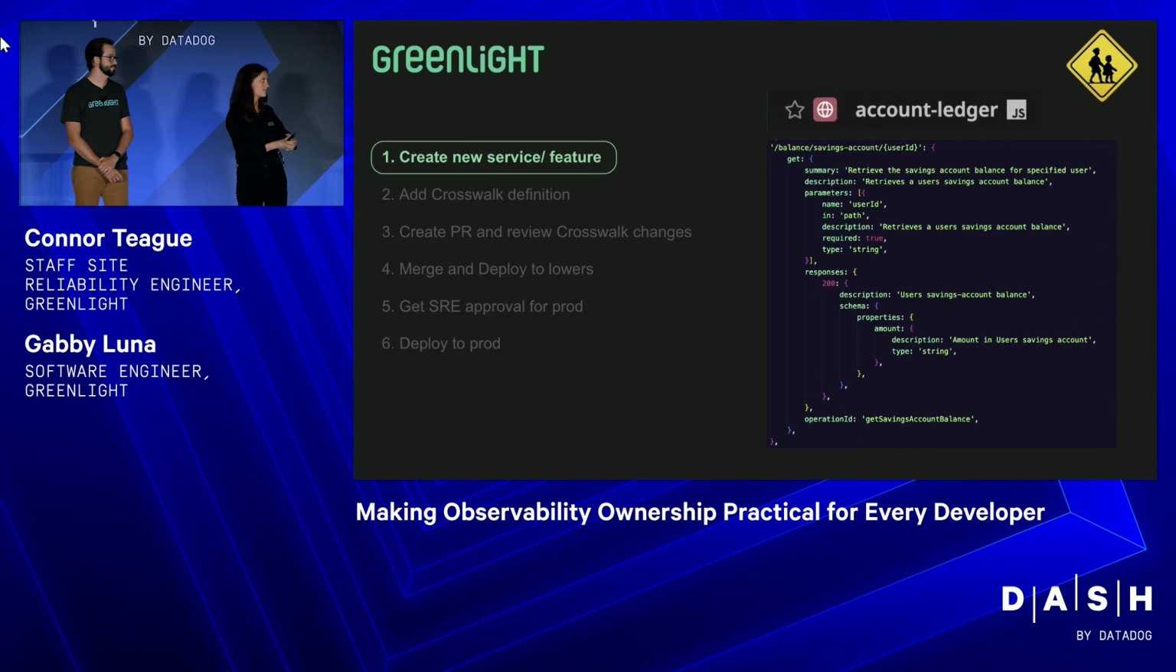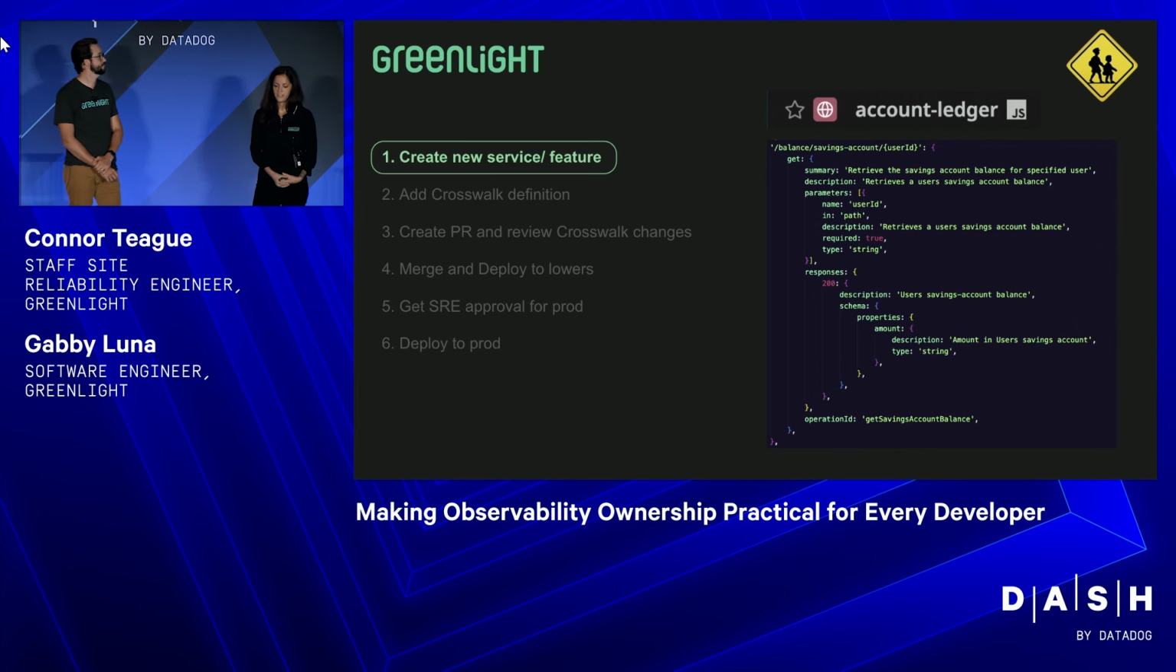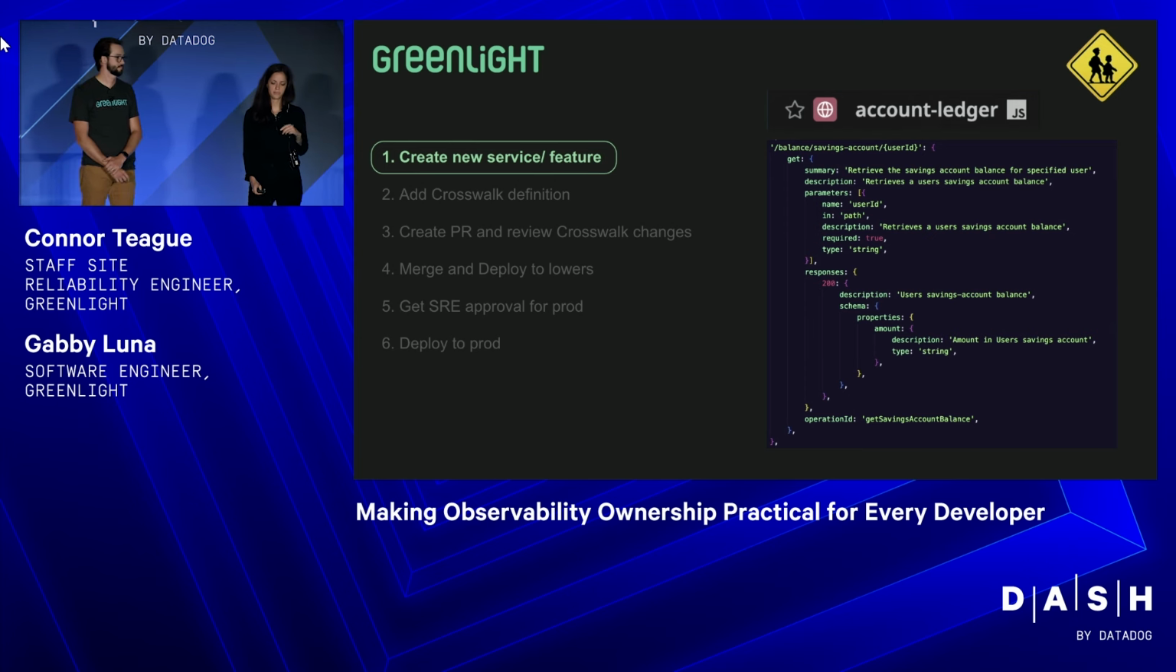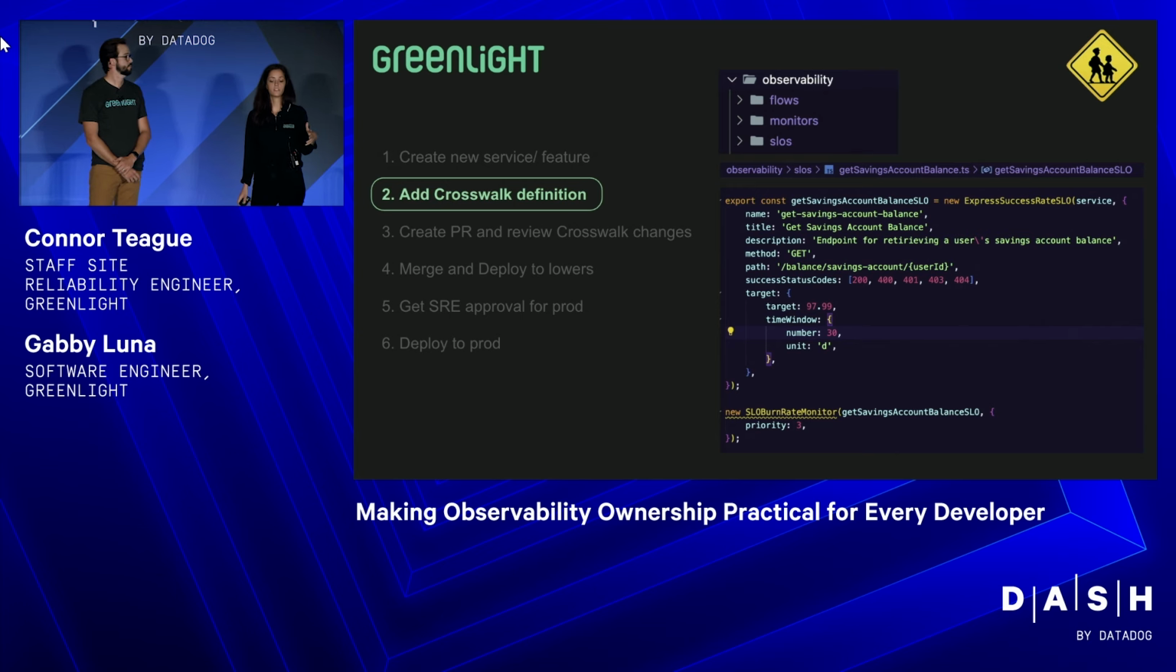Okay, let's walk through this new service again. We have the same example service called Account Ledger that I needed to get into prod yesterday, and you see the same new endpoint for Get Savings Account Balance. While creating the service, we're going to create a directory called Observability, inside which we will store all of our Crosswalk definitions in one of the following folders: flows, monitors, or SLOs.